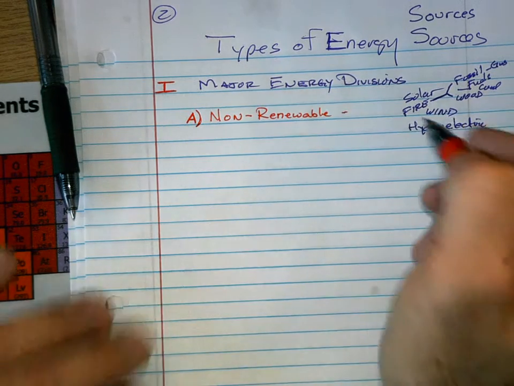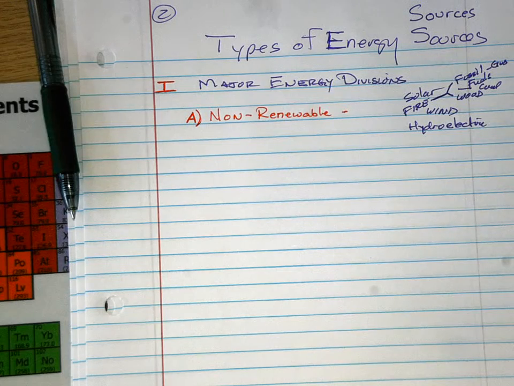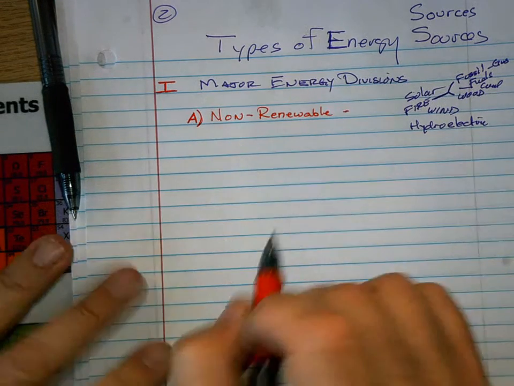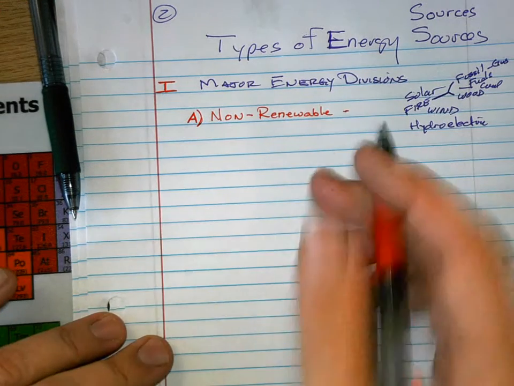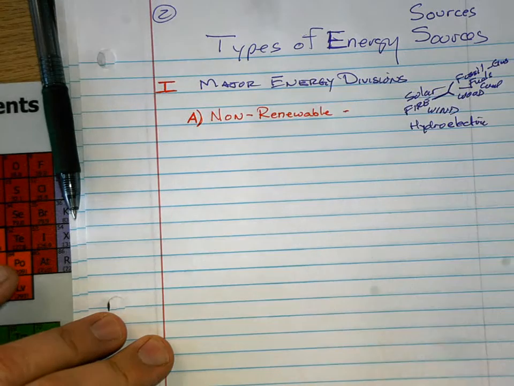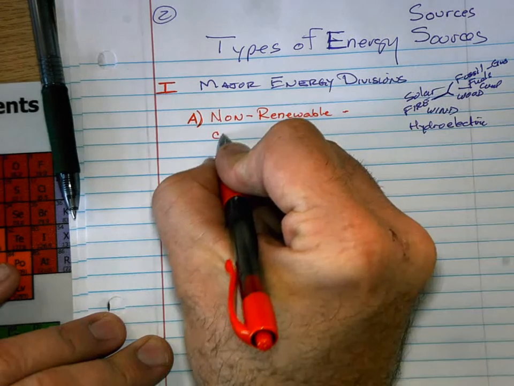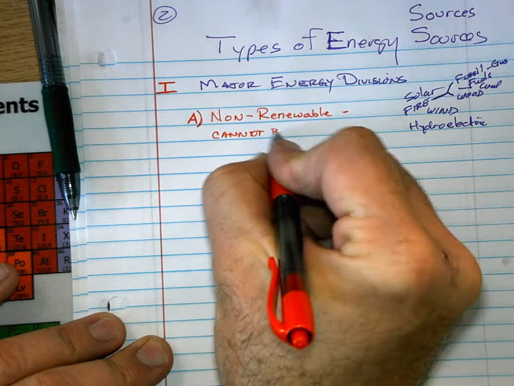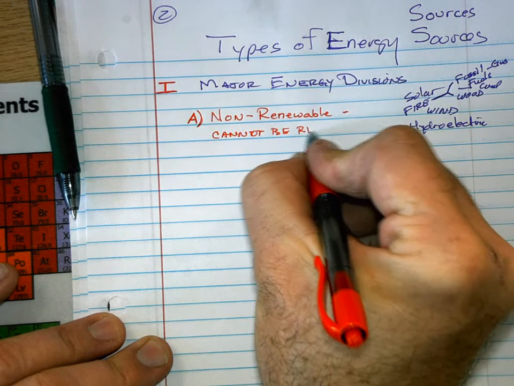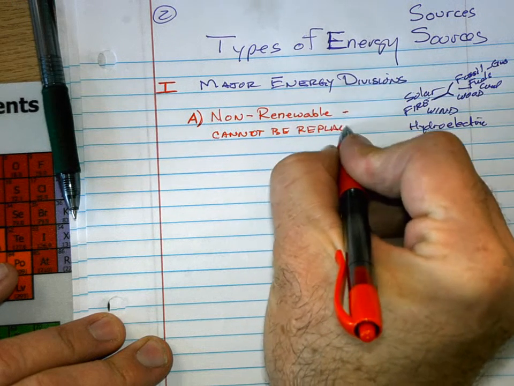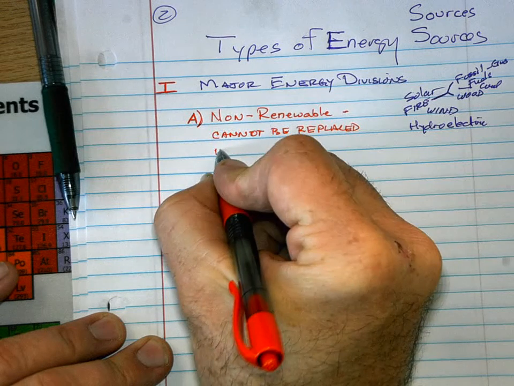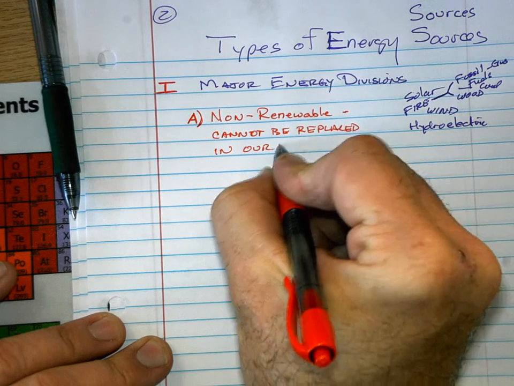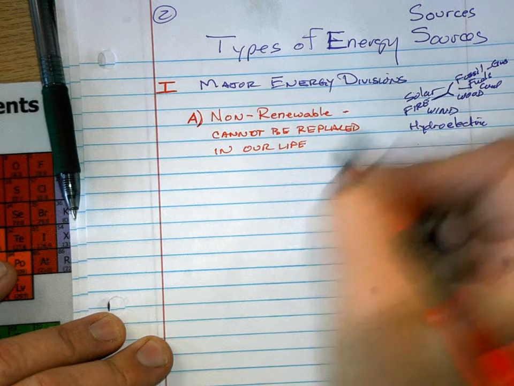Now, non-renewable means these energy sources cannot be replaced on Earth in our lifetimes, or even our lifetimes times a million. So they cannot be replaced in our lifetimes. Once we use them, they're gone.